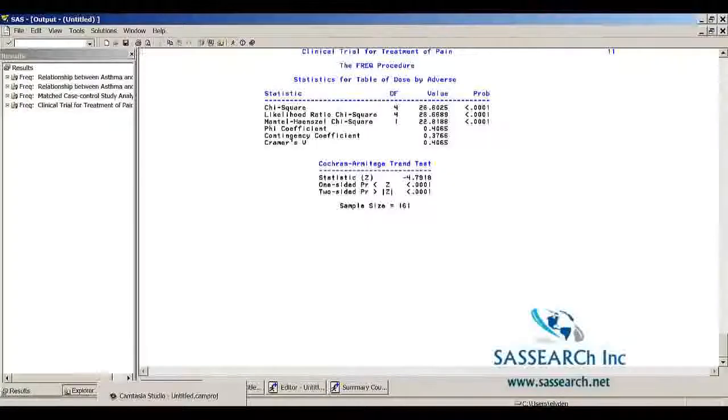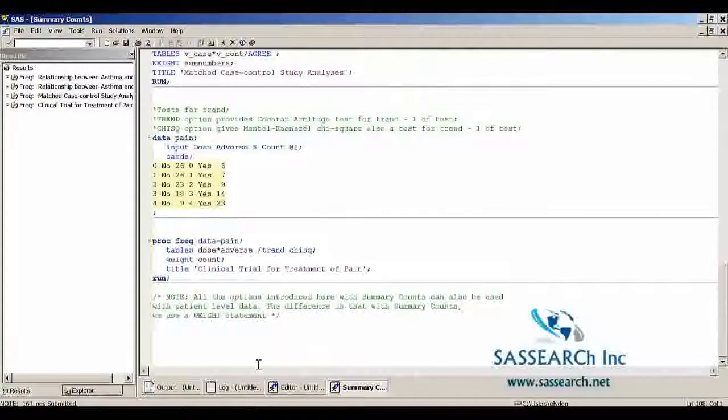The thing I want to point out in this demonstration is that all of the tests that I have shown here using summary counts can also be done with Proc Freq for patient-level data. This concludes the SAS demonstration on summary counts.